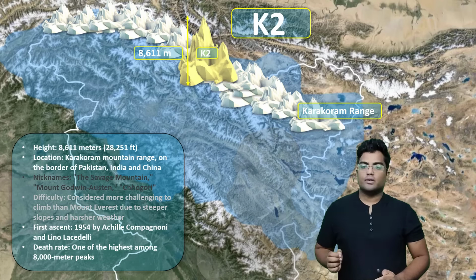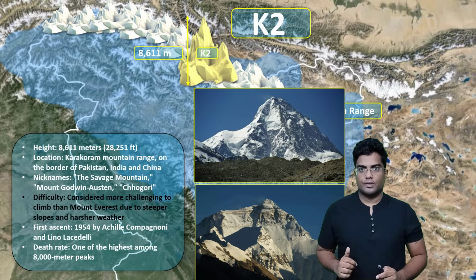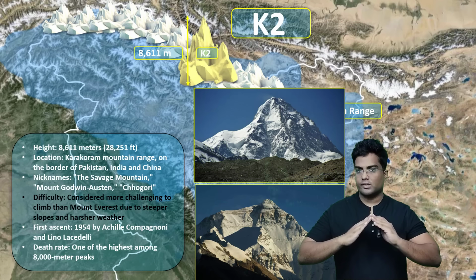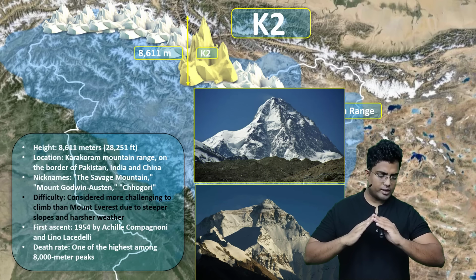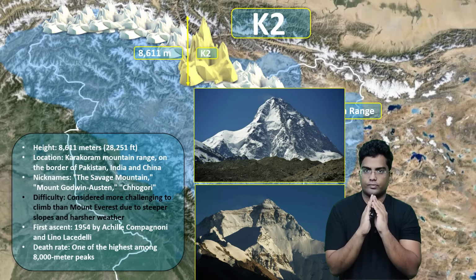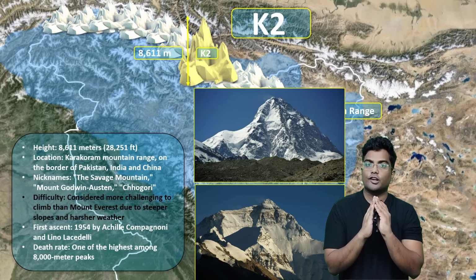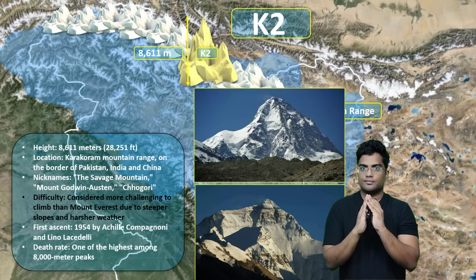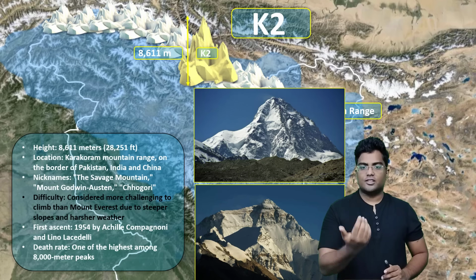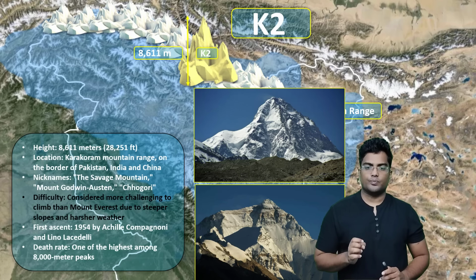Now this mountain is quite steep. For example, this is Mount Everest, and as you can see, the slopes can still be climbed. This is K2. Because of the angle, it's very difficult to climb. This is Mount Everest, this is K2. So this is a challenge to climb K2.